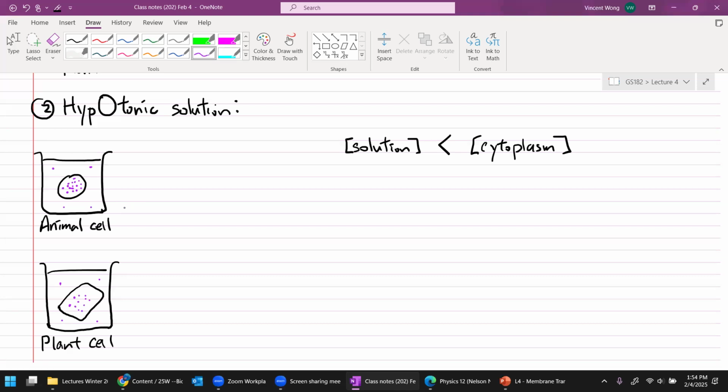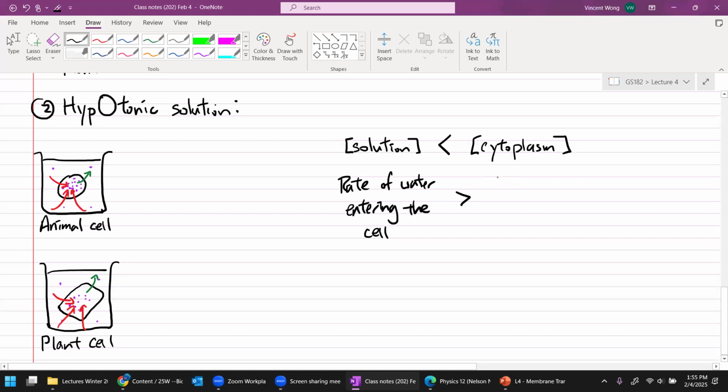Into the cell? Yeah, I hope you guys all understand that, right? Because that's where the salty stuff is. So you will have water coming in. Water will still be leaving, but just not as much. Same thing, water leaving, and then you got a bunch of water coming in. So the rate of water entering the cell is greater than the rate of water leaving the cell.